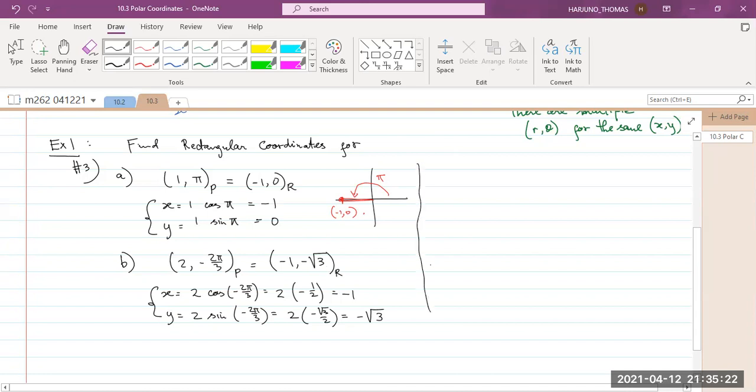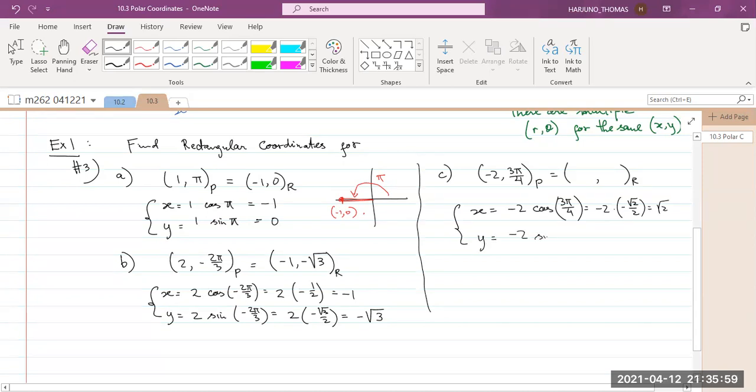Now part C. The one you don't like, I mean, I don't like this. You see that you give us a negative radius. That gives us a very big ambiguity, by the way. What will that be in the rectangular coordinate system? Again, we use the same formula. X is r cosine theta. That's radical 2. Y equals r sine theta.